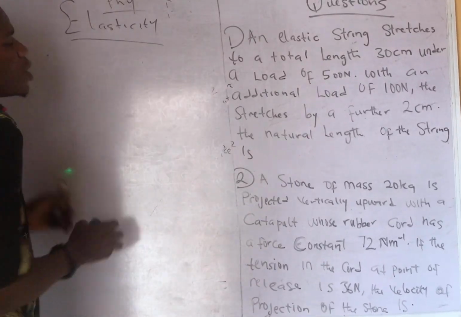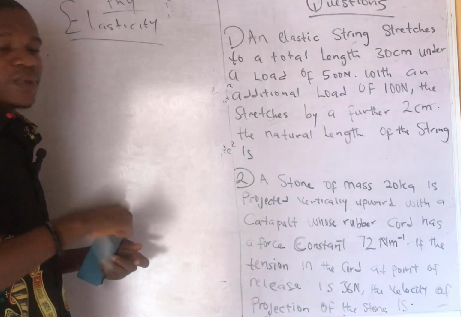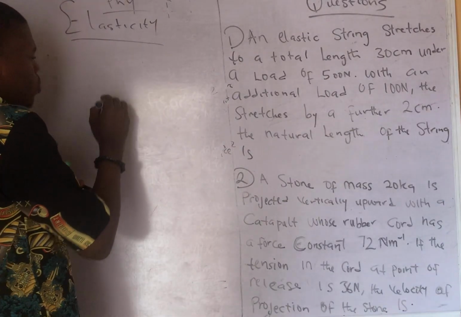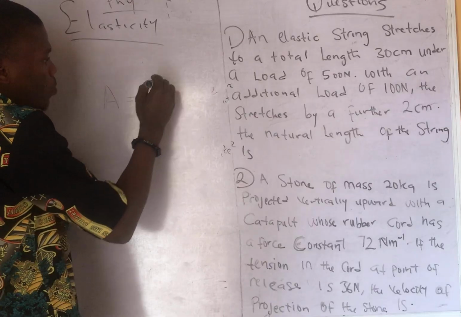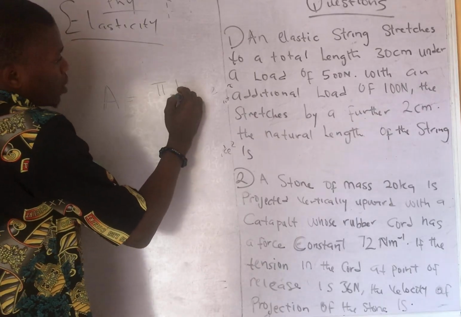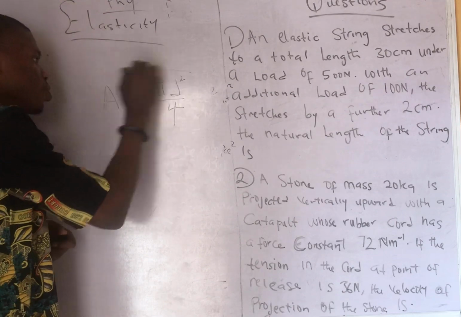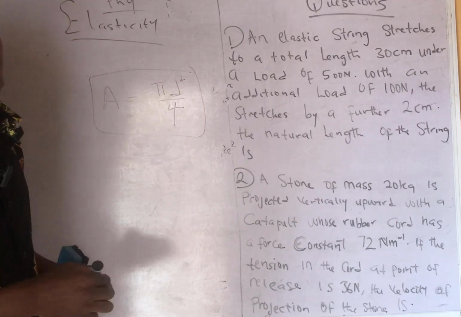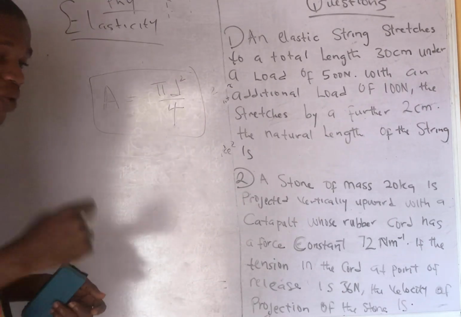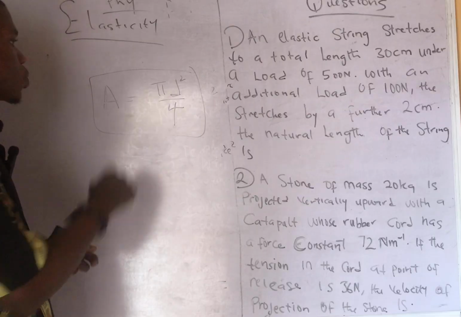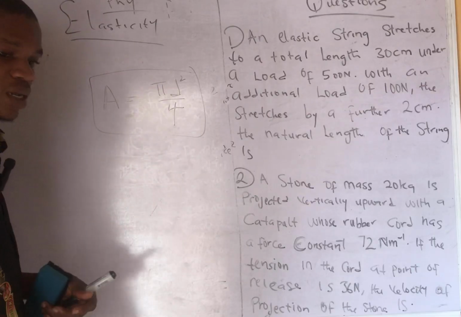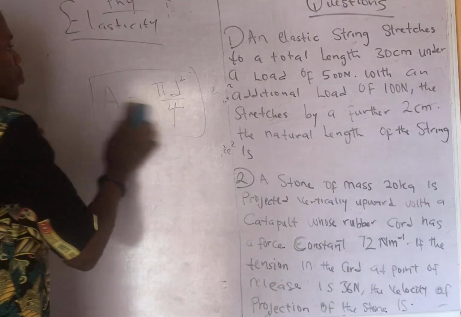Now with that being said, what if in that tensile stress you were not given the area? Now the area of a wire or a bar, if you want to calculate it, is pi d squared over 4. So memorize the formula. It's not certain that they will give you the area, so sometimes you have to calculate the area by yourself. So this is the formula for calculating the area.